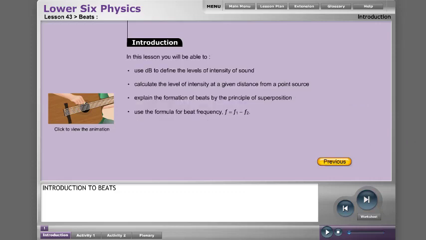In this lesson, you will be able to use decibel to define the levels of intensity of sound, calculate the level of intensity at a given distance from a point source, explain the formation of beats by the principle of superposition, and use the formula for beat frequency f equals f1 minus f2.